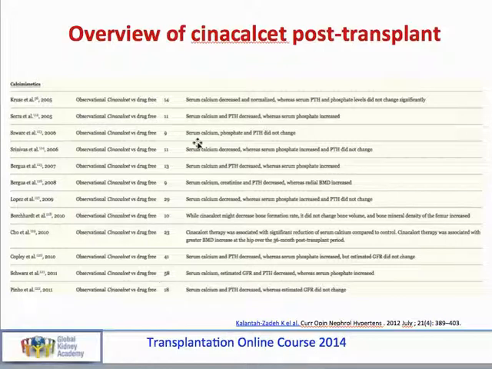But again, what you see in all these observational studies is that there's no real meaningful endpoint in any of them. All the endpoints tend to be biochemical endpoints, calcium, phosphate, PTH. There's one exception here in this study by Chu, which looked at bone mineral density, which suggested that there may be a difference in bone mineral density in the cinacalcet group, but that's a very small study.